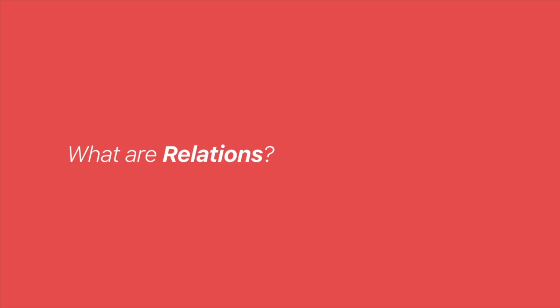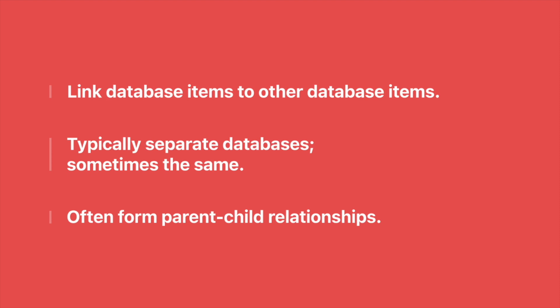So the relation property allows you to link database items to other database items. And when you create a relation, you link it to a database. And then you populate the property by choosing items from that linked database. It's like a select property, but your options are items of that linked database.